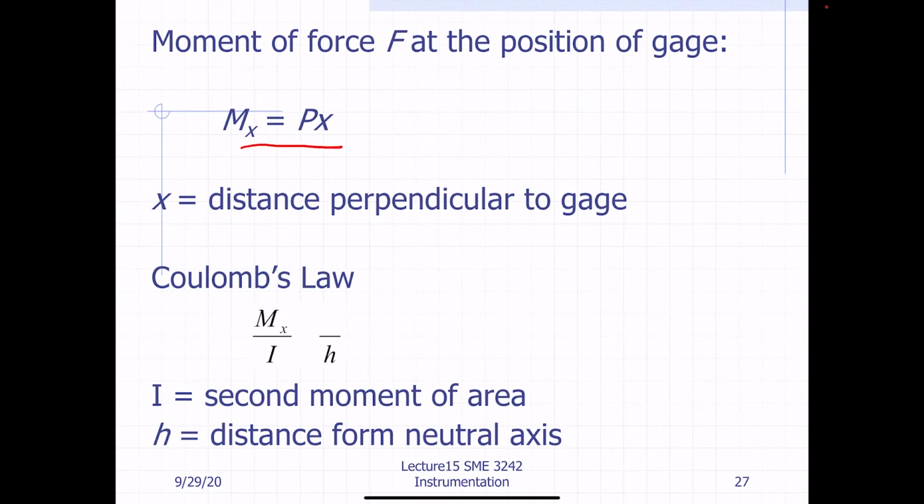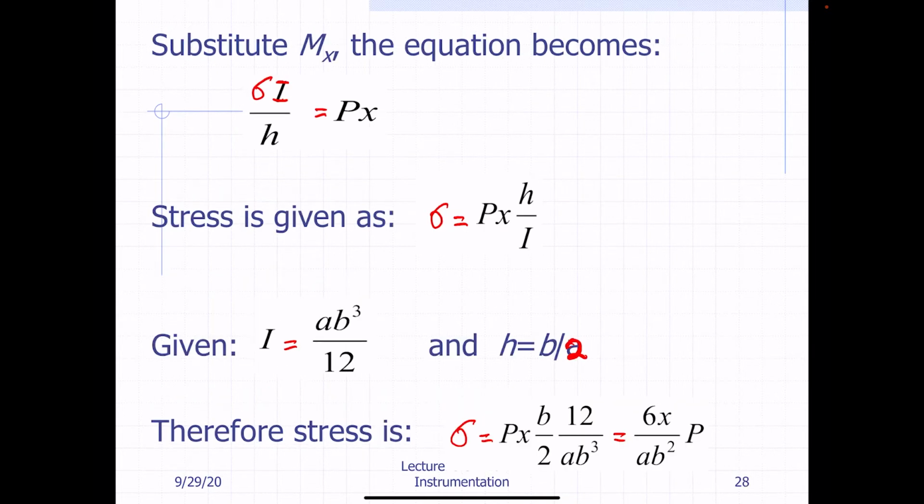Using Coulomb's law, we can relate the moment and the stress using moment over I equal to stress sigma over H, where I is the second moment of area and H is the distance from the neutral axis. Using the same flow, we can relate force, moment, stress to strain, then to the change of resistance. This can be done by substituting the moment of force into the equation. Therefore, we get the relationship between stress and force in this equation.